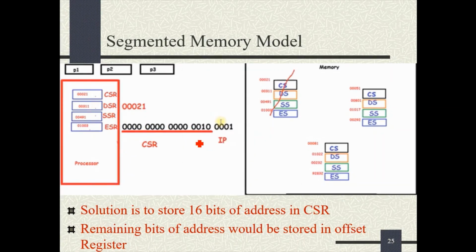The solution of computing the 20-bit address to be placed on the address bus of 20 bits in size is to take the 16 bits from the segment registers and the 4 bits from the offset register. For this purpose, we have to apply the rules of logical to physical address translation, which we will cover in the next lecture.